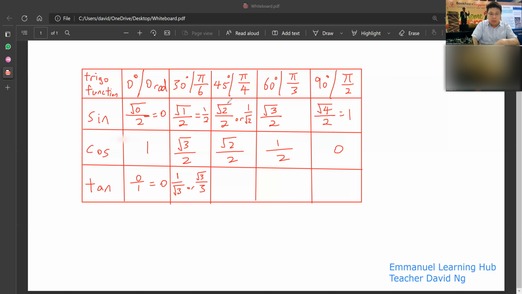Okay, this one will be this over this is 1, right? It's the same guy, right? This guy over this guy is 1. Okay, this guy over this guy. Divide by half is times 2, right? Okay, can you see? It's times this root 3.